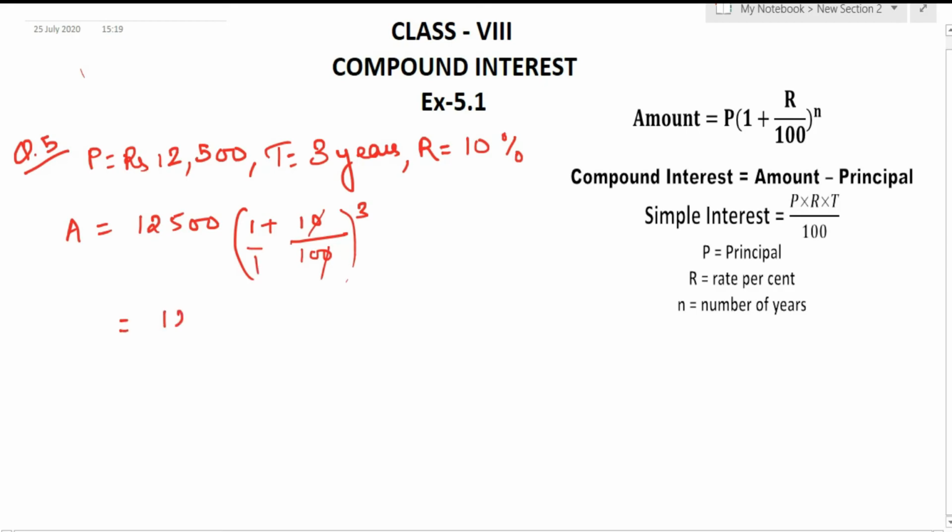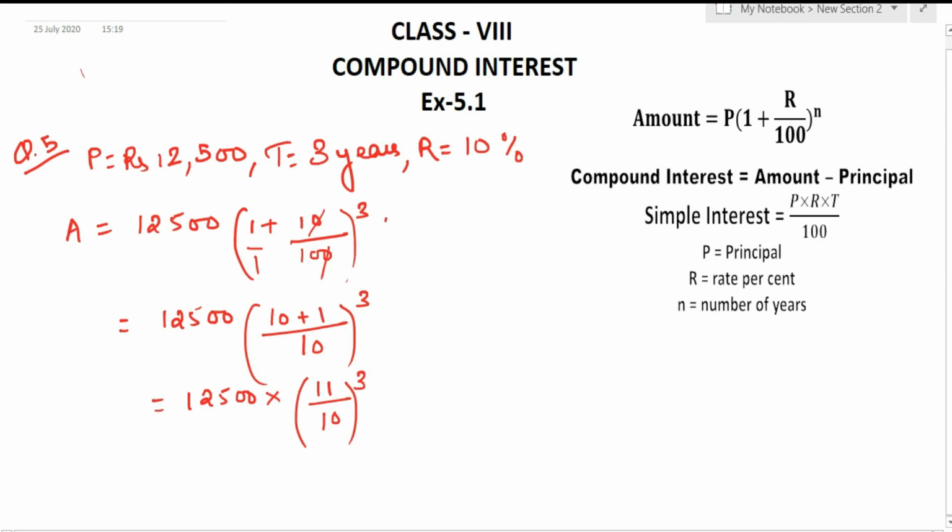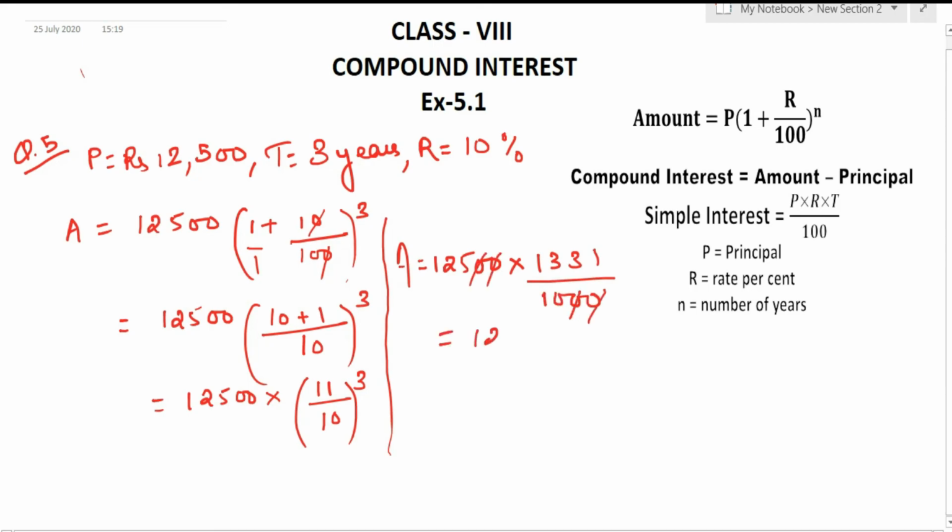So next step we will take the LCM of 12,500, and the LCM will be 10. 10 ones are 10, 1 ones are 1, whole cube. So finally it will become 12,500 into (10 plus 1 is 11) by 10, whole cube. Now let's go ahead with this. Amount equals 12,500 into the cube of 11, which is 1331, upon the cube of 10, which you know is 1000, so 00 will get cancelled because division by 10 is an easy task.